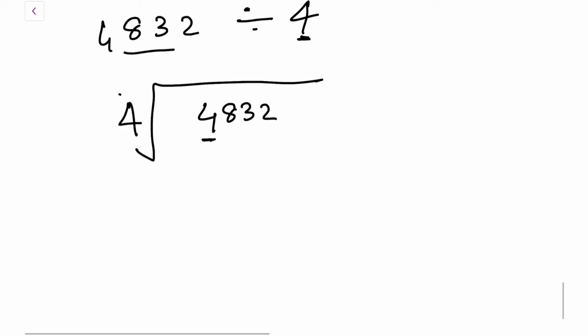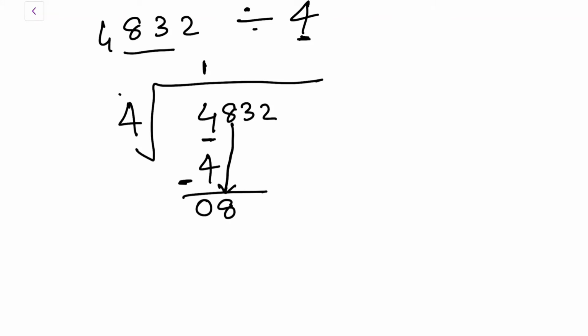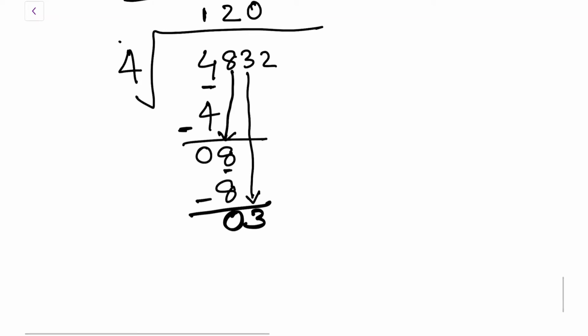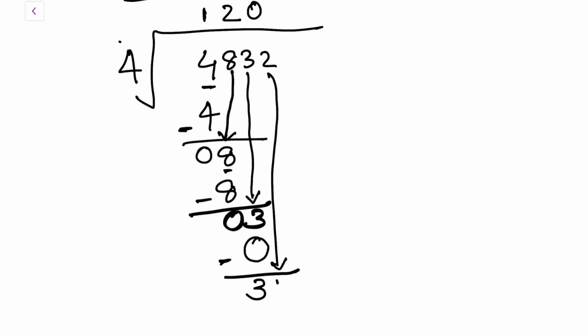4 into what is 4? 4 into 1. Perfect. 4 minus 4 is 0. Then you bring the 8 down. 4 into what is 8? 4 into 2. That's right. 8. So again 8 minus 8 is 0. Now you can bring the 3 down. Alright. So 4 into what is 3? 4 into 1 is 4, right? It's more than 3. So you cannot take that. So you should write 4 into 0. Anything multiplied with 0 is 0. Correct? So 3 minus 0 is 3. And now you can bring the 2 down.